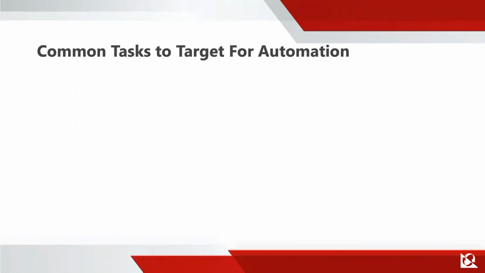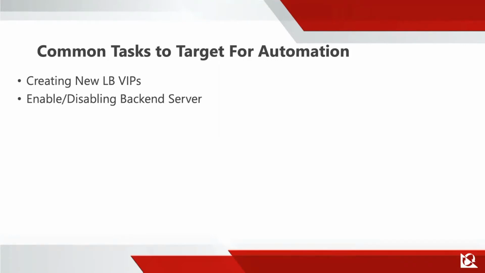So what are some common tasks to target with automation? Creating new load balancers. The task is repeatable. So you have to create the load balancer, you have to create the service group, you have to create the backend server, and then you bind them all together. Same process happens every time. So this is easily automated.